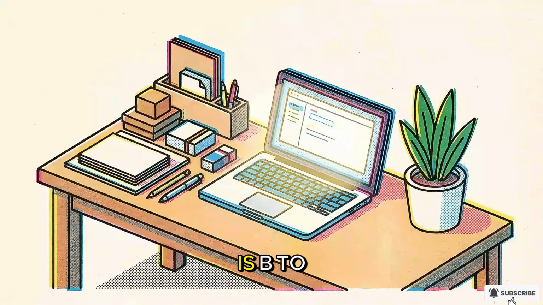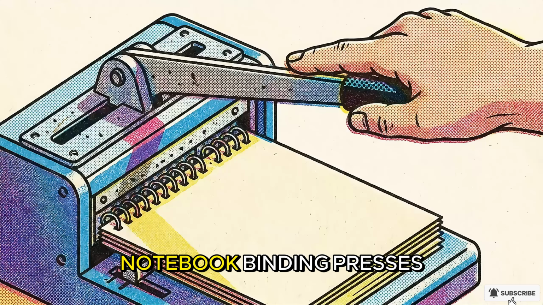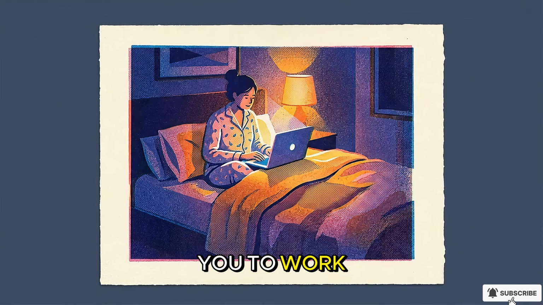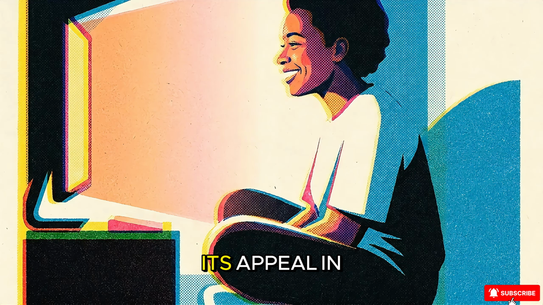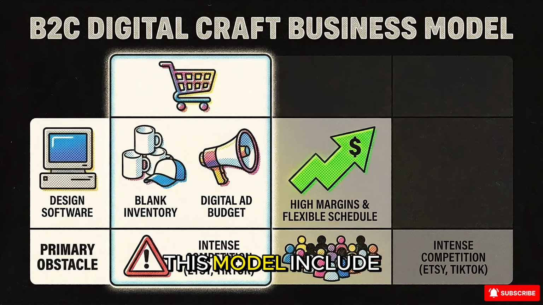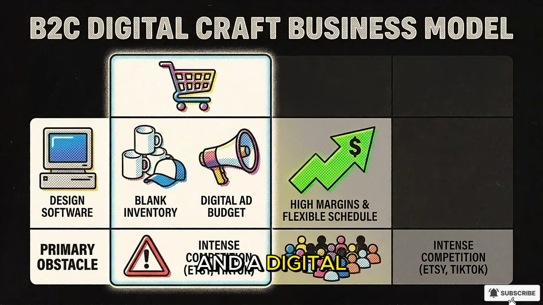The first category is B2C digital craft, like mug sublimation machines, notebook binding presses, and laser cutters. This model allows you to work from home with no face-to-face customer interaction, which is a major part of its appeal. In our comparison matrix, hidden requirements for this model include design software, blank inventory storage, and a digital advertising budget. The goal is high margins per unit and a flexible schedule.